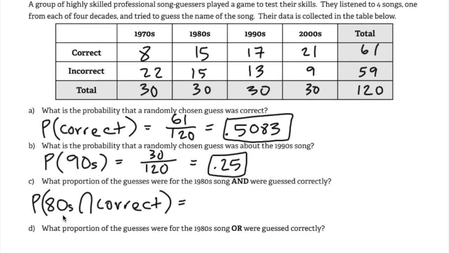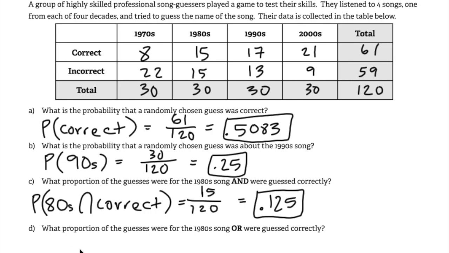We don't know if whether it being the 80s song has some kind of impact on whether or not it was guessed correctly. Maybe different decades have different rates of correctness, which it looks like they do. So I'm not going to multiply. Instead, I'm just going to look in my table and find where those two things intersect. So 80s and then correct, we can see that 15 people were in that intersection. So 15 out of the 120 guesses were about the 80s song and were correct, which equals 0.125.